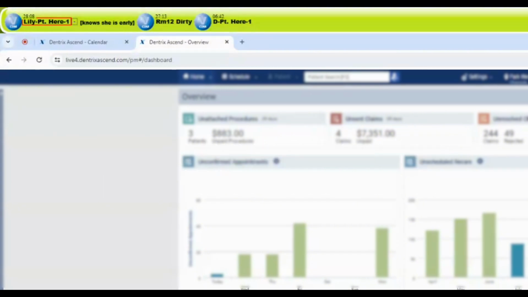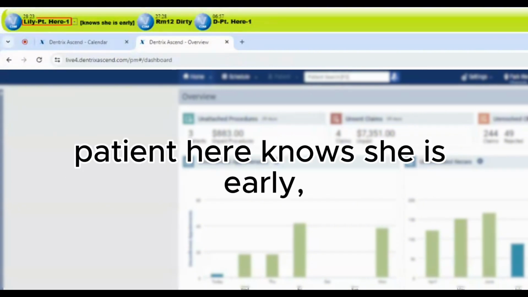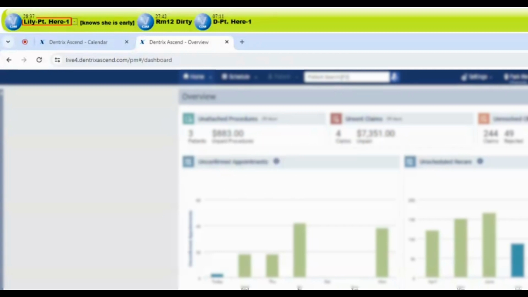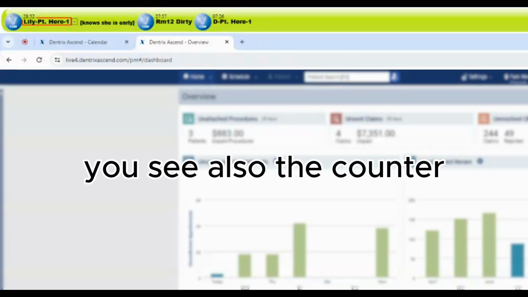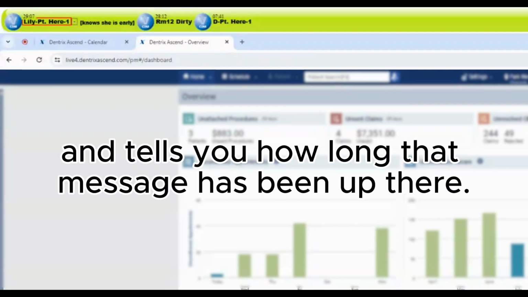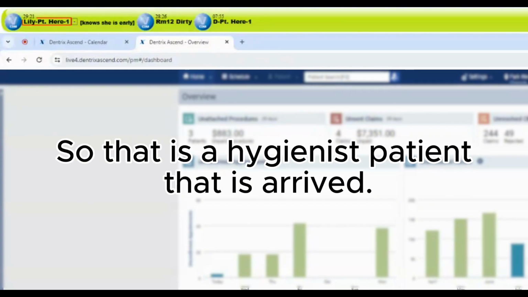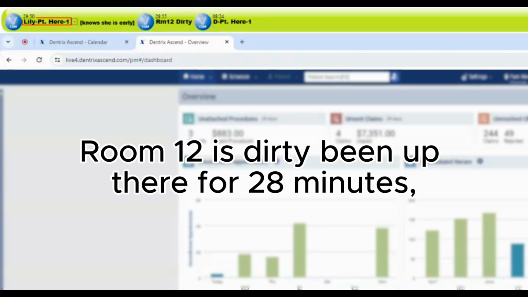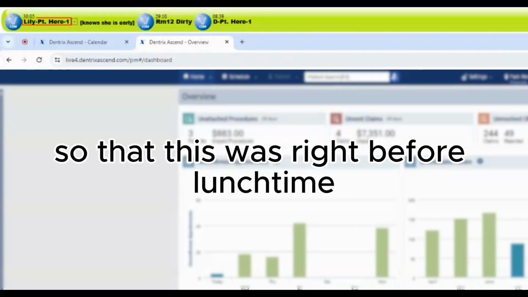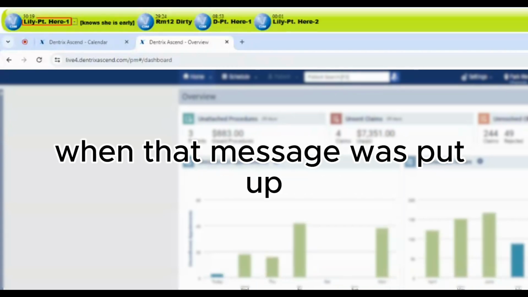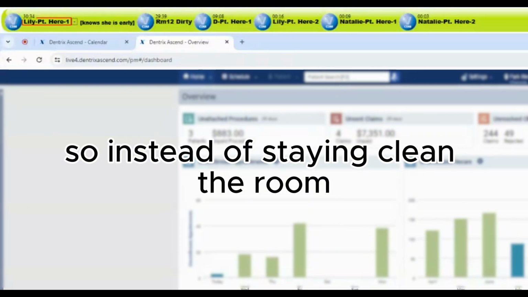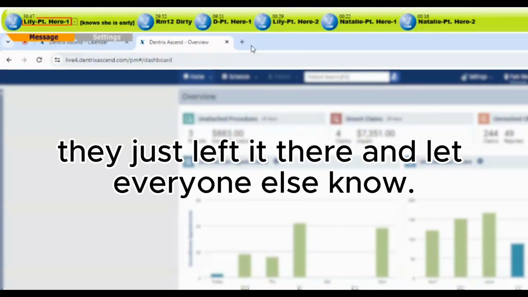The message that you see is "Lily, patient here, knows she is early." You see also the counter that tells you how long that message has been up there. So that is the hygienist patient that has arrived. "Room 12 is dirty," been up there for 28 minutes. This was right before lunchtime when that message was put up. So instead of staying and cleaning the room, they just left it there and let everyone else know.